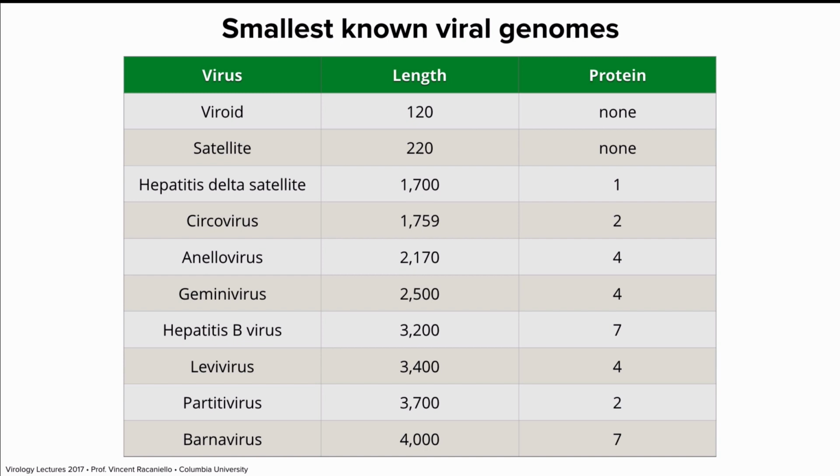Smallest known viral genomes. Now, at the top is what I call a viroid. It's not a virus because it's just a piece of nucleic acid. It's a piece of RNA, 120 bases long. It doesn't encode any proteins. And this is one of the relics from the RNA world. It's not a virus because a virus typically encodes something, but these are all artificial definitions anyway that we make.